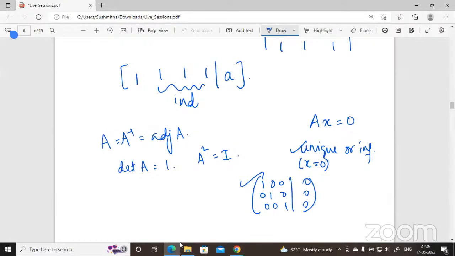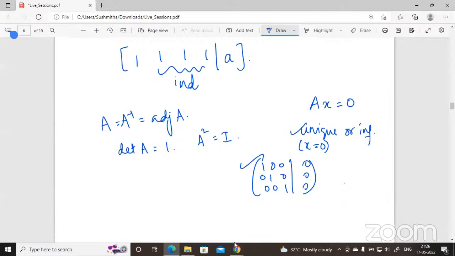Hello, ma'am. How to find whether any matrix is invertible or not? By calculating the determinant. If determinant is not zero, then it is invertible. Okay. Ma'am, can you explain again that option, the trivial solution? I'm not able to get it completely, ma'am.